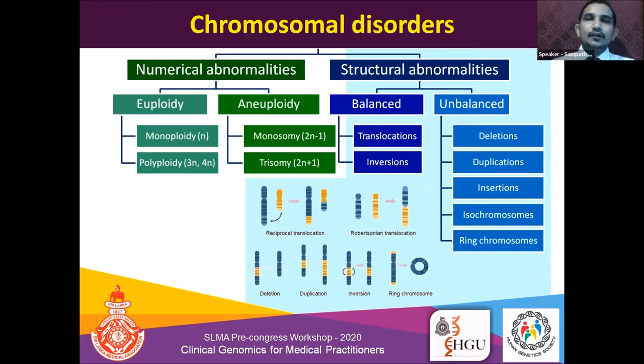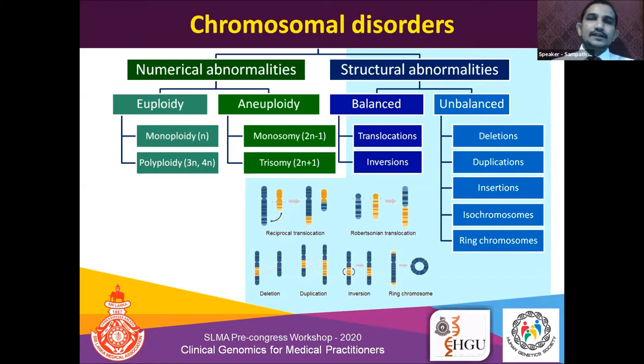And when we talk about the monosomies, we know that complete autosomal monosomies in the embryo or the fetus are usually not viable. So what we see commonly in the genetic clinic is monosomy X or Turner syndrome.